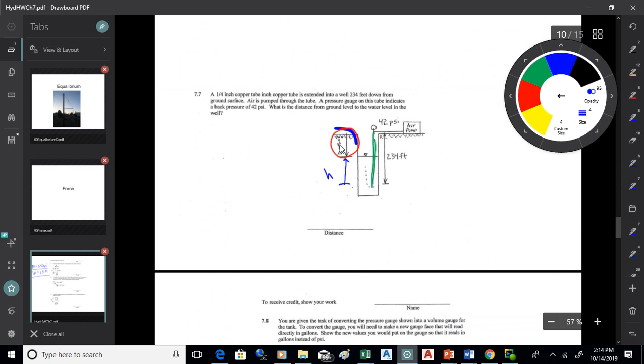The next one, you have to do a little bit more calculations here, but what you're going to do on this one is you're going to look at that back pressure. That 42 psi is the pressure that the water exerts on the air as it comes out of that little tube coming out 234 feet below the ground. So by looking at that back pressure, the 42 psi, you can figure out how much water it takes to make that back pressure. You know the total distance is 234. You can find the height caused by that back pressure. You can subtract there and get the depth of the well, how far down it is from the surface to the water.